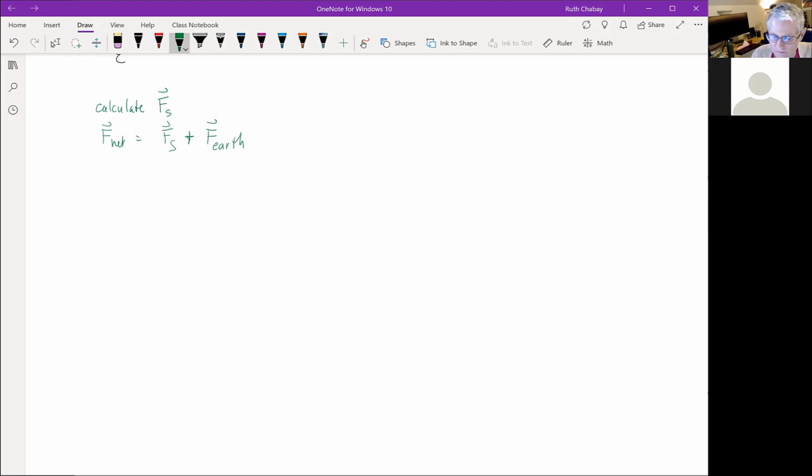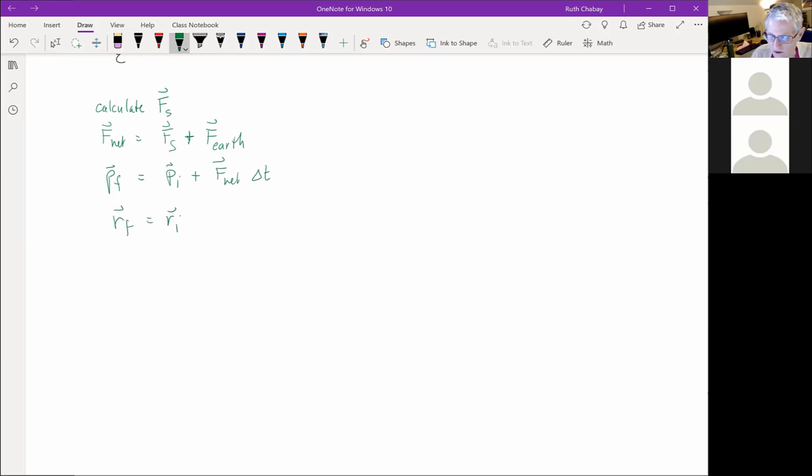We have then P final is P initial plus F net delta T. We have R final is R initial plus P average over the mass times delta T. Sorry, not F net, P average. So P final over the mass times delta T. And now we have a new position, and so the spring force is going to be different, so we have to do it again. That would be our loop. Now, calculating the spring force has a lot of pieces.